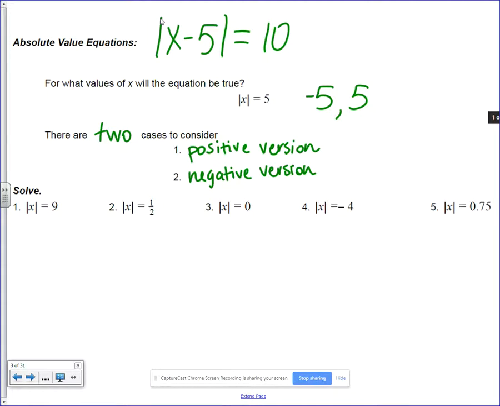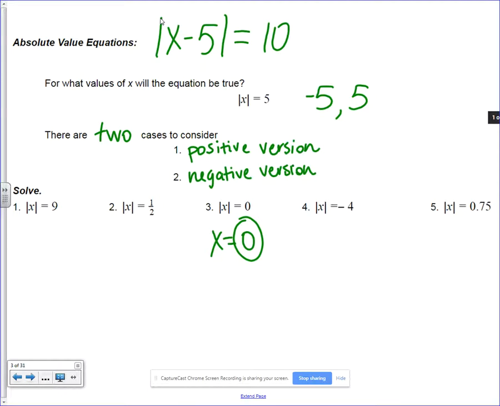Okay, yes, sir. Okay, so he's telling me in number 3, it's equal to 0, yes? 0 is neither positive or negative, is it? So there's only going to be one answer for this one because 0 is neither positive or negative. What's the only answer I can get there? 0 is the only number I can put in there. Does that make sense to everybody?